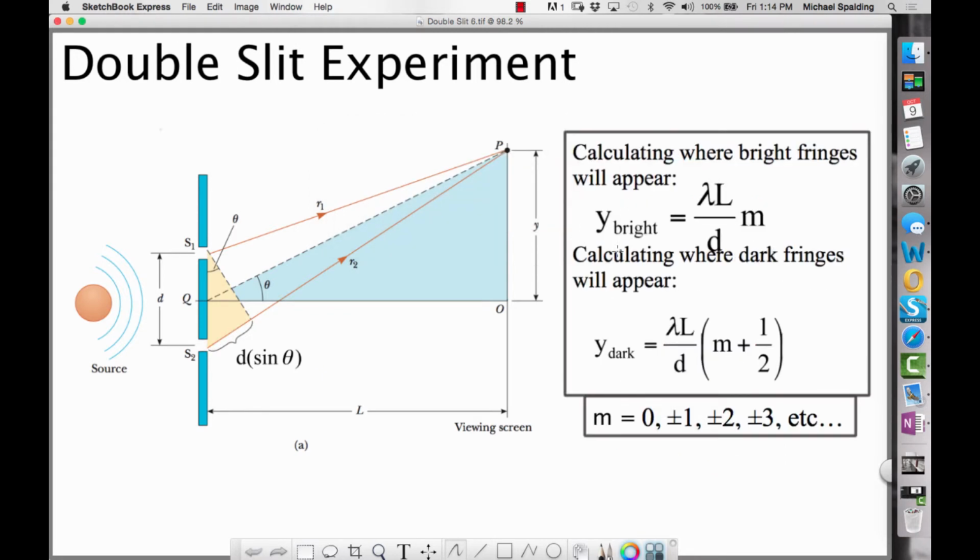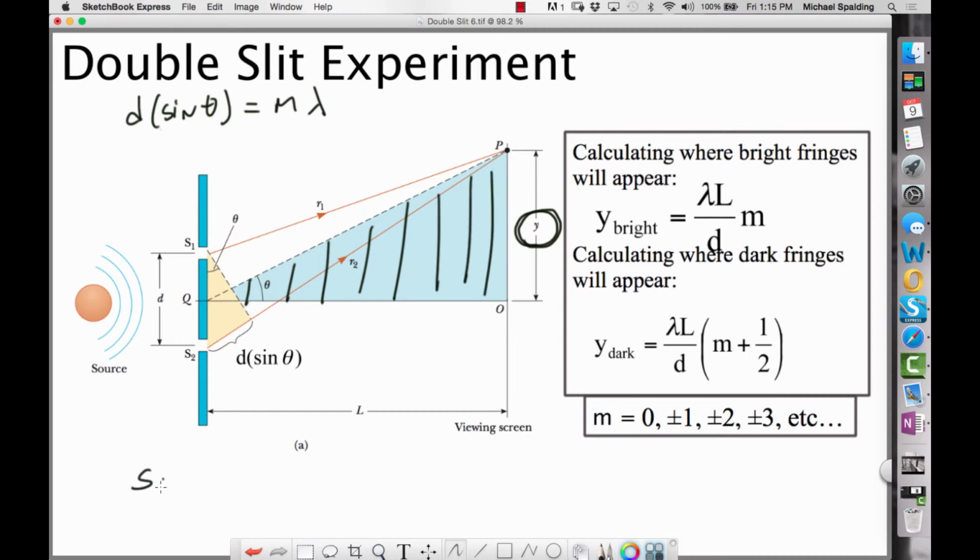All right, so let's talk about these two equations. These two equations are how you calculate where these bright and dark spots will appear. So the equation we just talked about, let's talk about bright fringes first. We said that d sine theta has to be equal to m lambda to get a bright spot. If you want to calculate where it's going to appear, we're going to look at this bigger triangle now, this bigger blue one right here, and we're going to say that sine theta, now this is an approximation. We're making an approximation here.